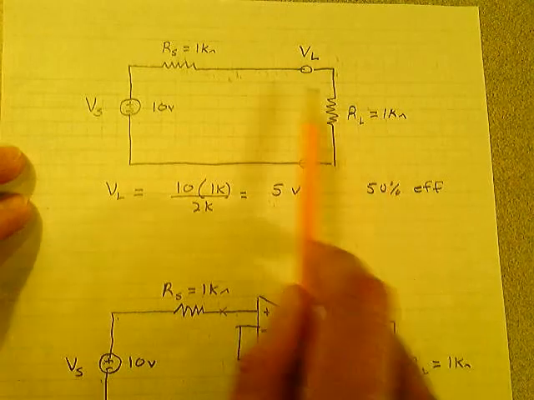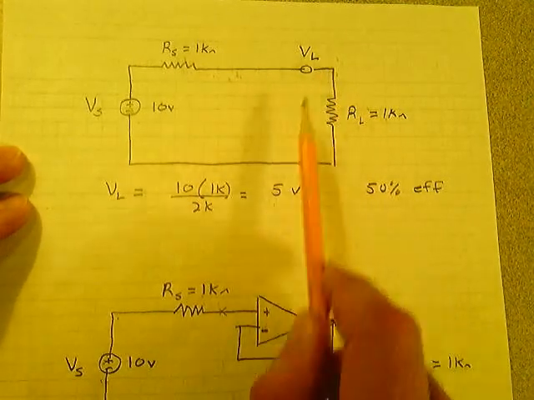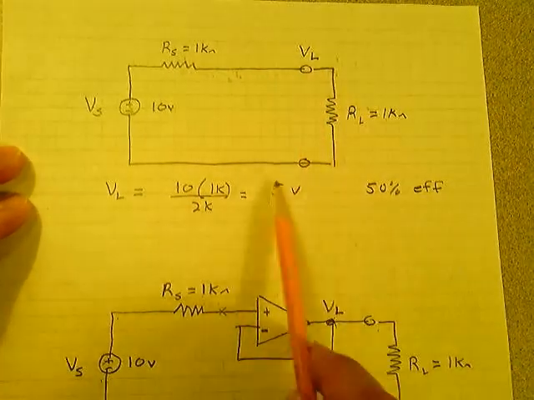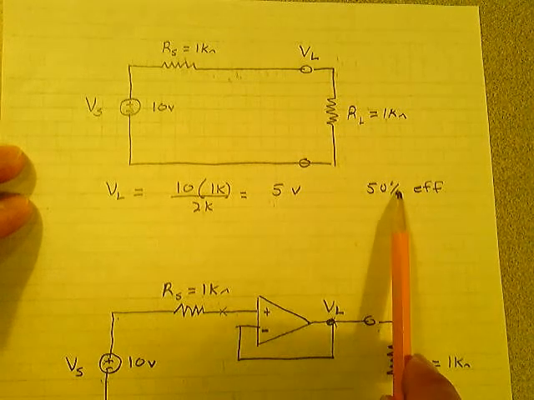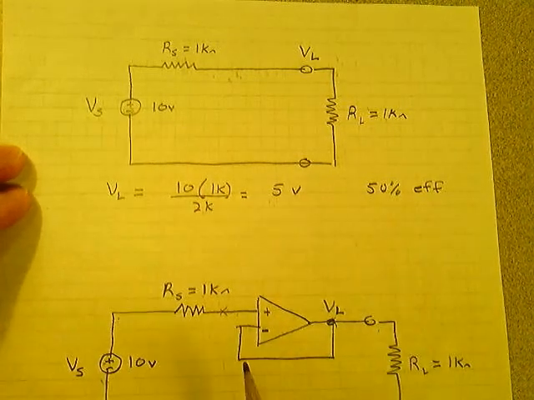10 times 1K divided by 2K gives you that voltage at that point with respect to ground here. It's 5 volts. You only get 50% efficiency from that.